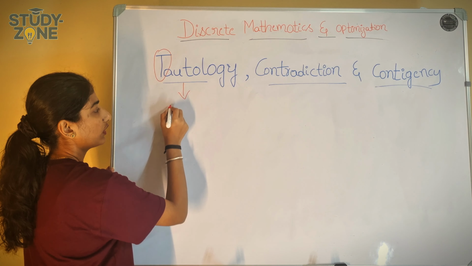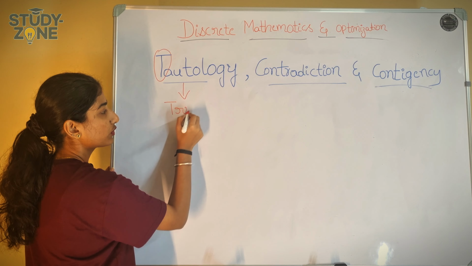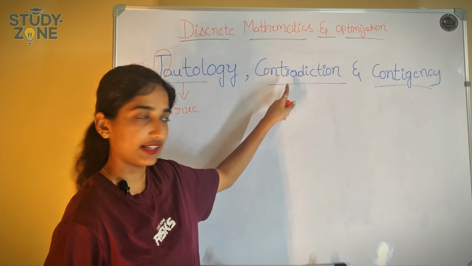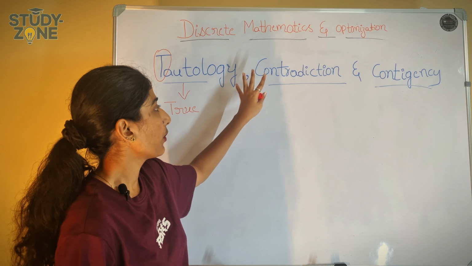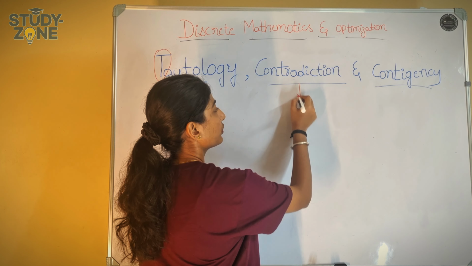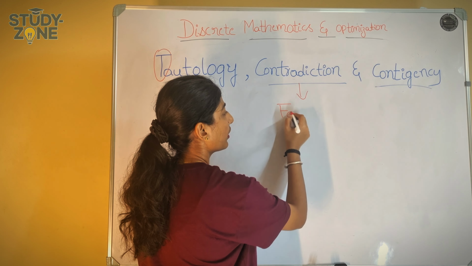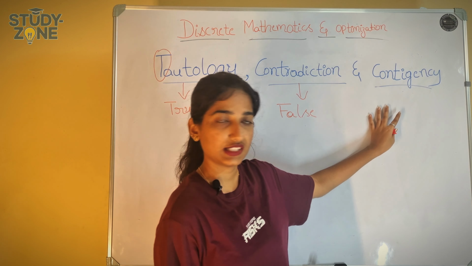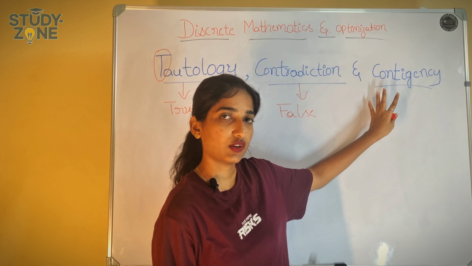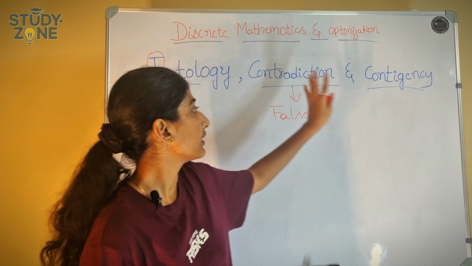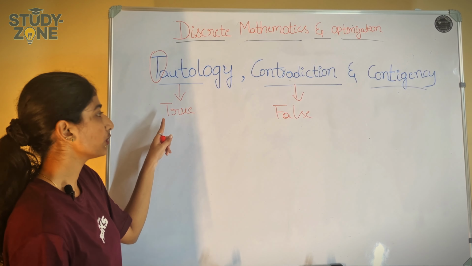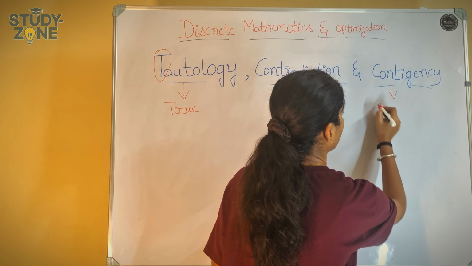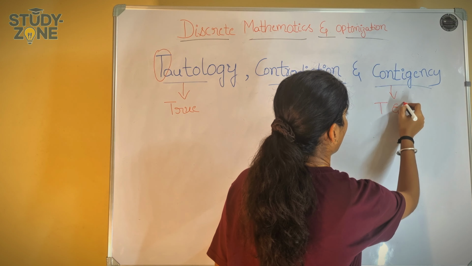All the truth values are true. And then contradiction. Contradictions are the propositional logics where all the truth values are false. So what about contingencies? Contingencies are the compound propositions where the truth values are a mixture of true and false. So here there is a mixture of true and false.